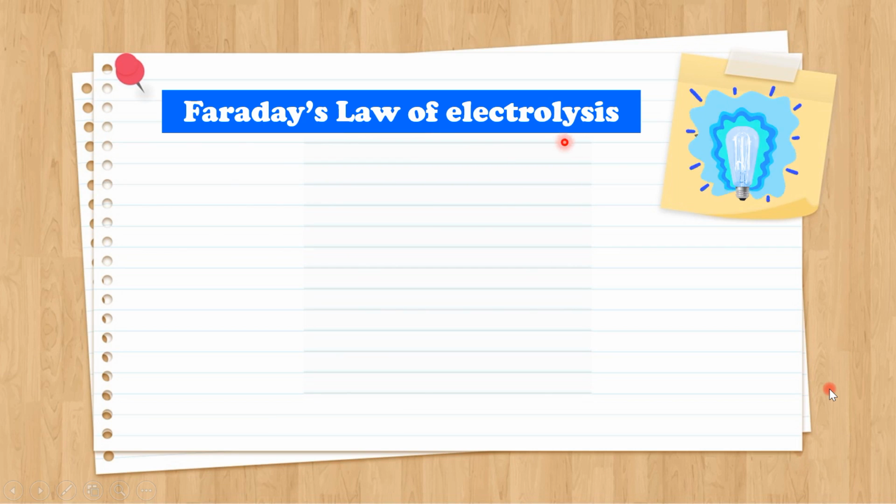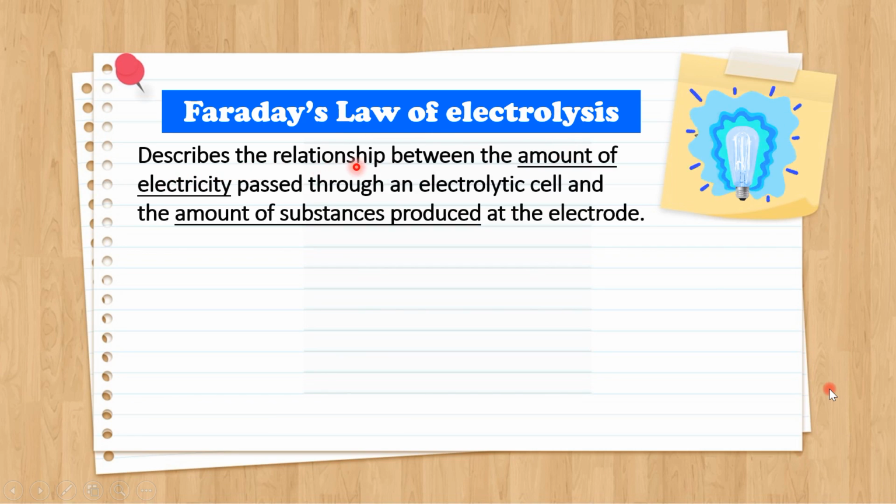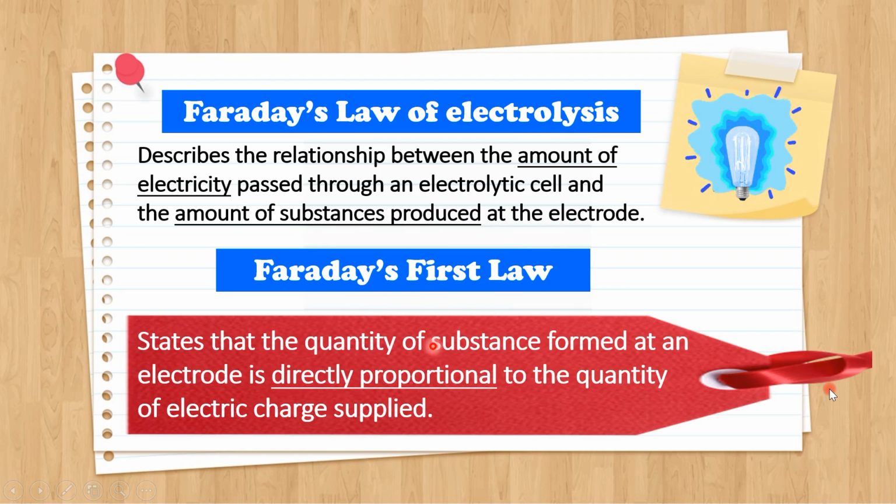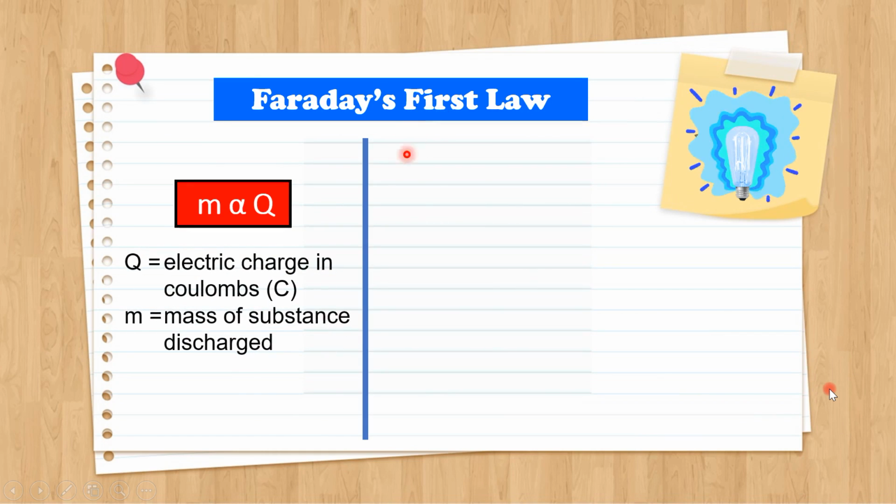Faraday's law of electrolysis describes the relationship between the amount of electricity passed through an electrolytic cell and the amount of substance produced at the electrode. Faraday's first law states that the quantity of substance formed at an electrode is directly proportional to the quantity of electric charge supplied. From Faraday's first law, we get this relationship: the mass of substance discharged is directly proportional to Q, the electric charge in coulomb.